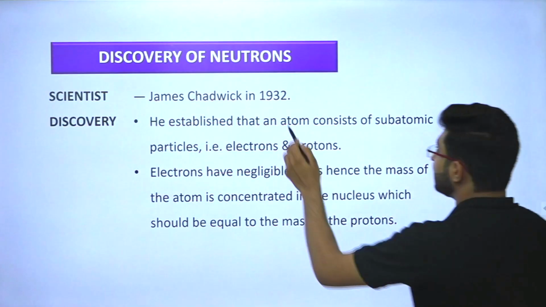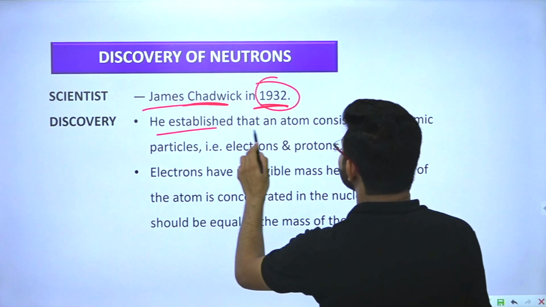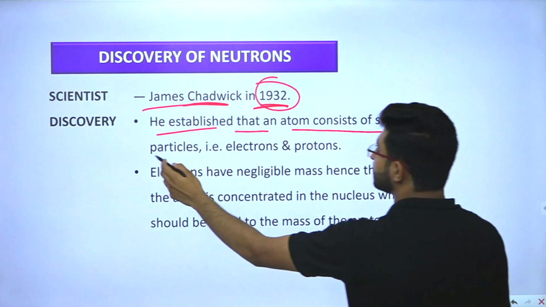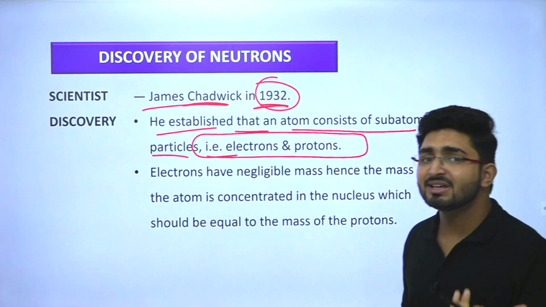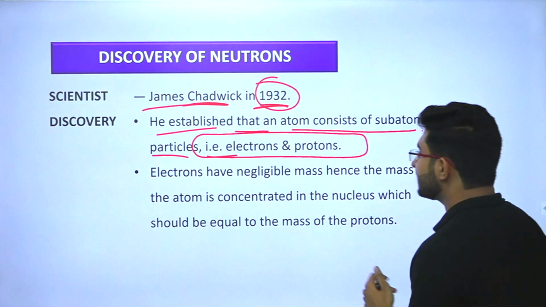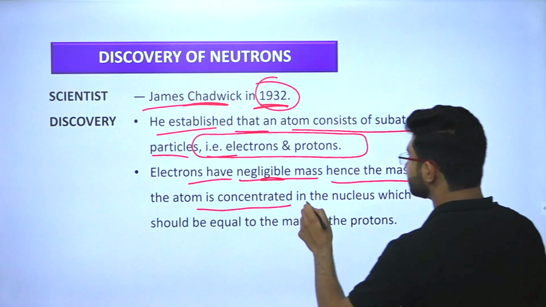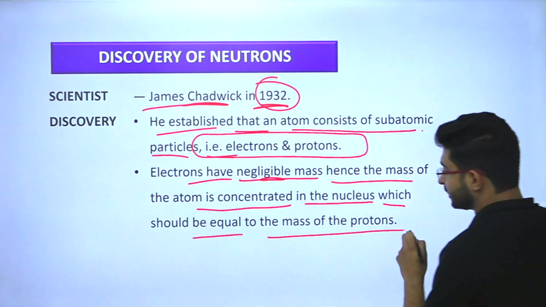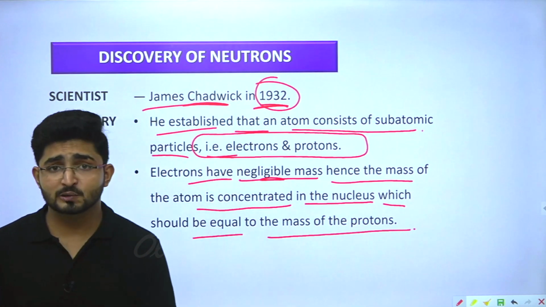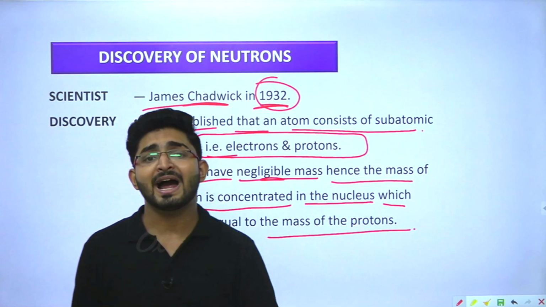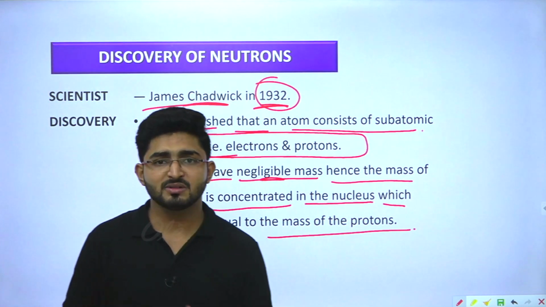Afterwards, in 1932, James Chadwick came and established that an atom consists of subatomic particles, electrons and protons. He saw that electrons and protons are the basic subatomic particles. Electrons have negligible mass, we know that very well. Hence, the mass of the atom is concentrated in the nucleus, which should be equal to the mass of the protons. Rutherford also stated that the mass of the whole atom is contributed by the mass of the protons, because we have taken the mass of electrons as negligible.